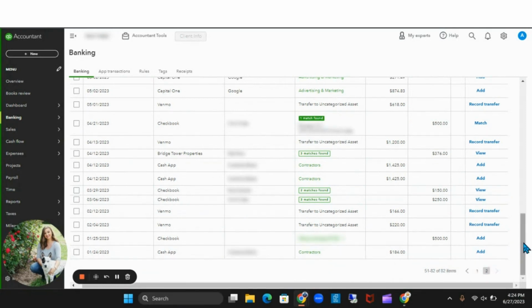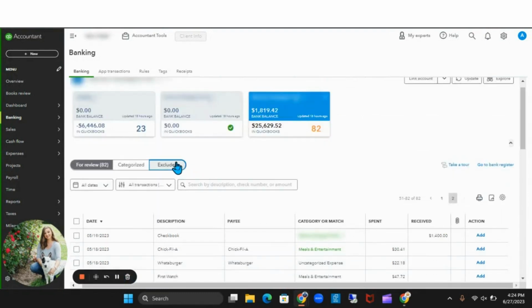And then we can even go up and look at excluded. So we'll click on excluded.